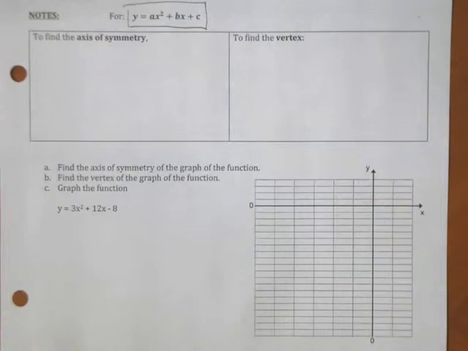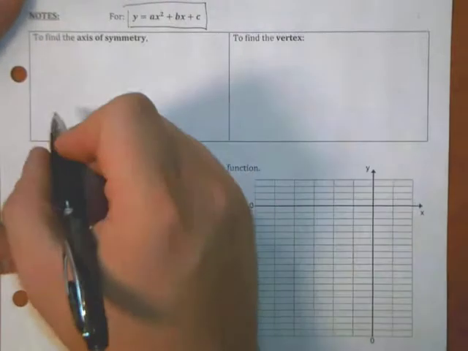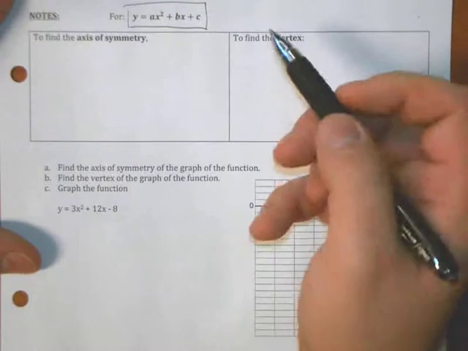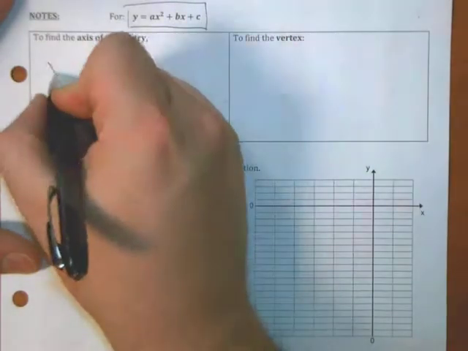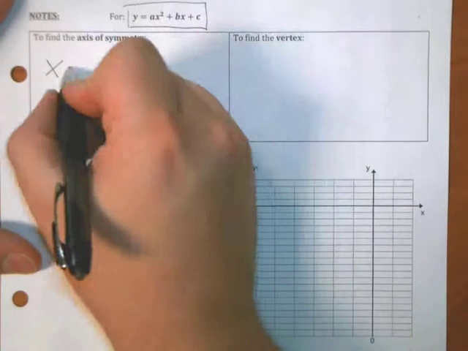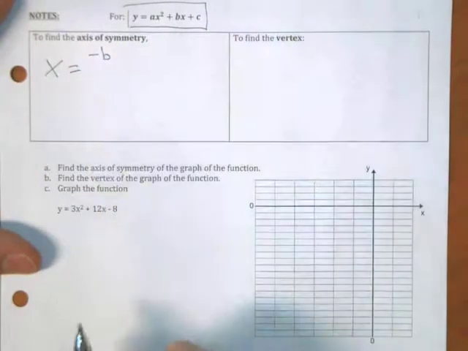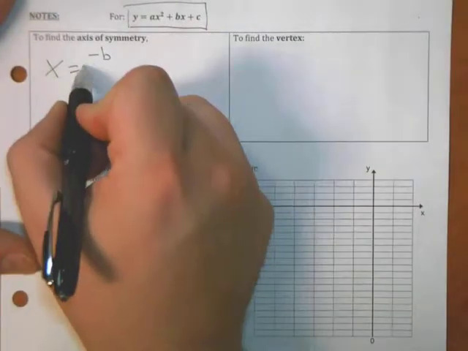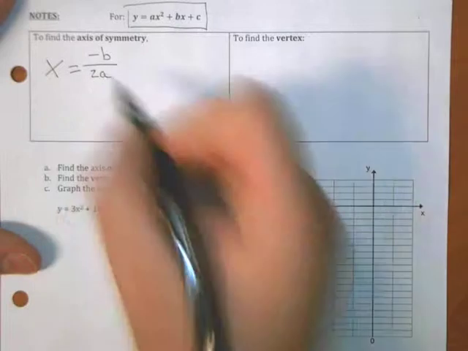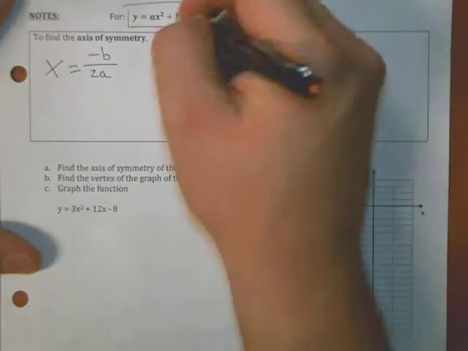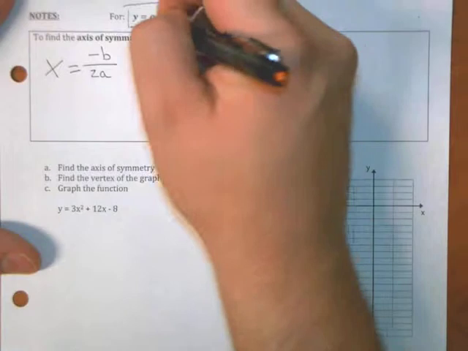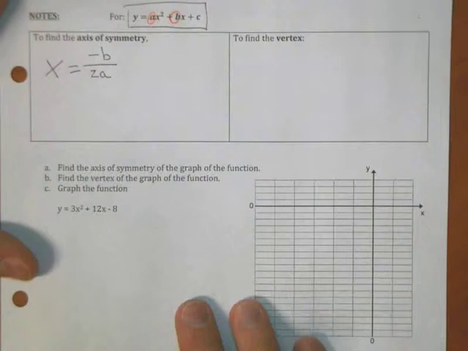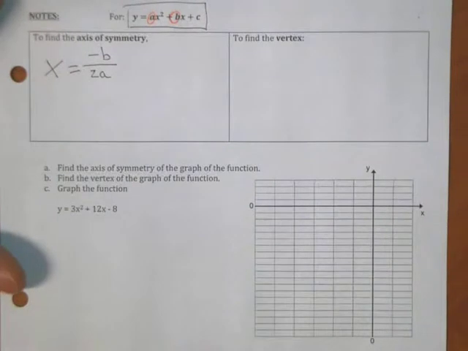Okay, so remember that axis of symmetry, that was an x equals equation. And yesterday, we didn't have a middle term, it was always 0. If we have a middle term, there's a formula to help find that. The axis of symmetry is a vertical line, so it's an x equals equation. And it's the opposite of b over twice of a. So from b and a, we're going to take the opposite of whatever b is and divide it by twice the leading coefficient.